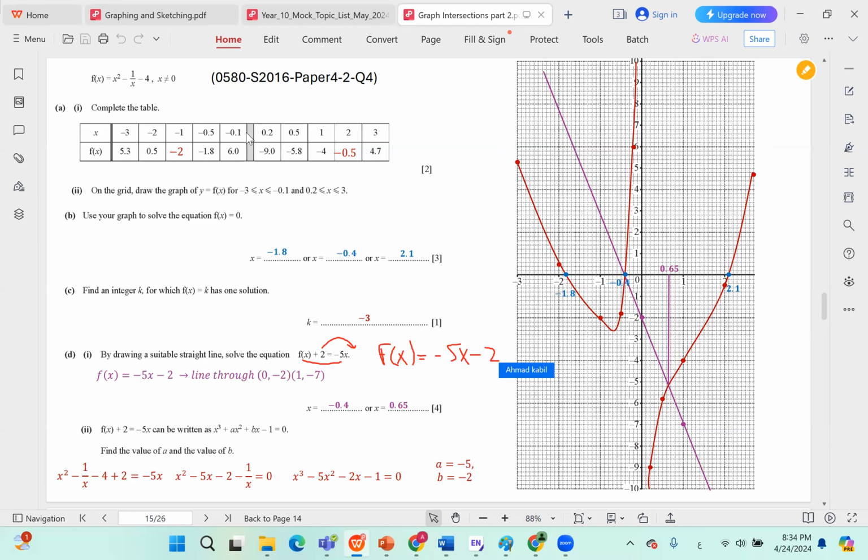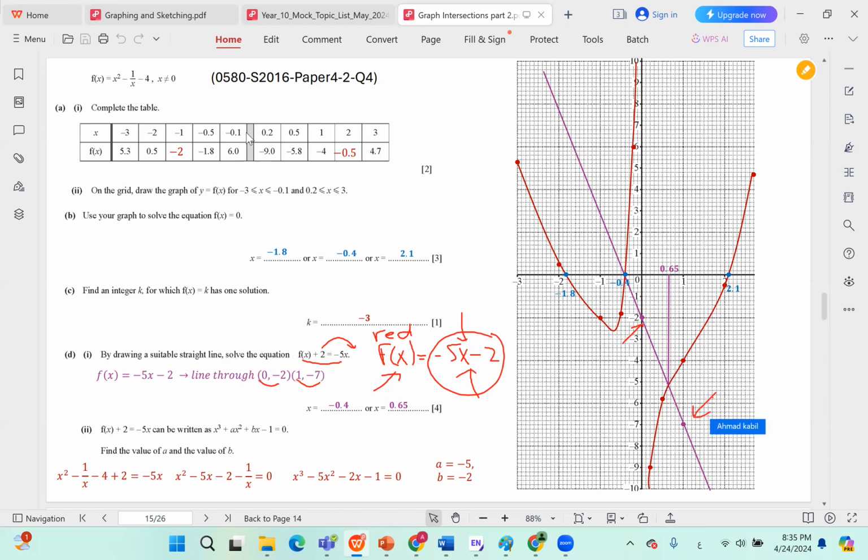To solve this equation, we graph the left-hand side, we graph the right-hand side, and we see where the two graphs intersect. Luckily, we've already graphed the left-hand side. This is the red graph, and we need to graph this line here. So -5x - 2, let's just put x as 0 and 1, for example. If we put x as 0, we get -2. If we put it as 1, we get -7. So we want to draw a line between (0, -2) and (1, -7). And this is what I did here in the purple line.